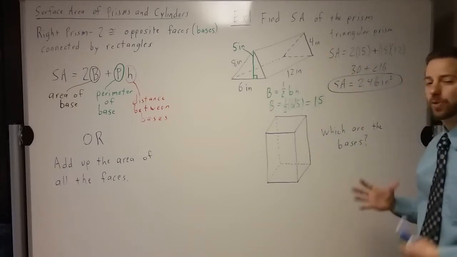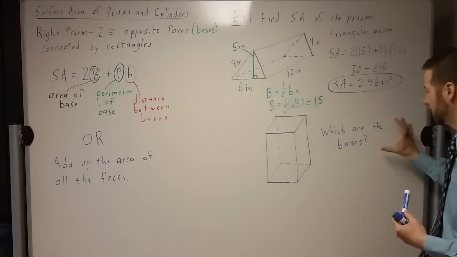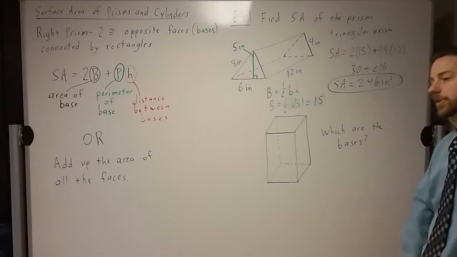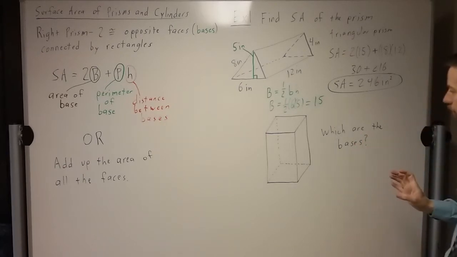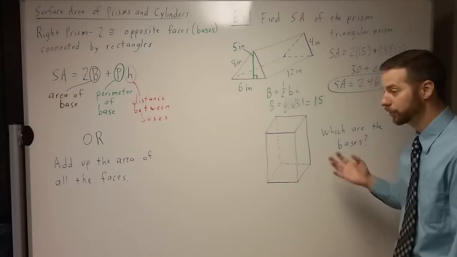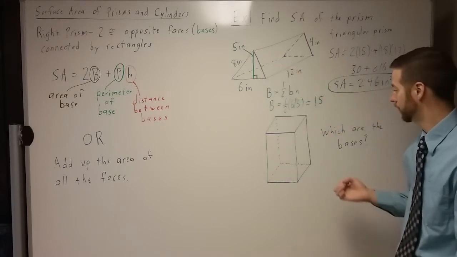Now this shape here, I just wanted to look at this for a second. We're not actually going to find the surface area of this. I just wanted to look at this and think about which sides here, which faces are the bases. Now this one is what we would call a rectangular prism. Do you notice all the shapes are rectangles? Which means we're supposed to have two congruent opposite faces connected by rectangles.